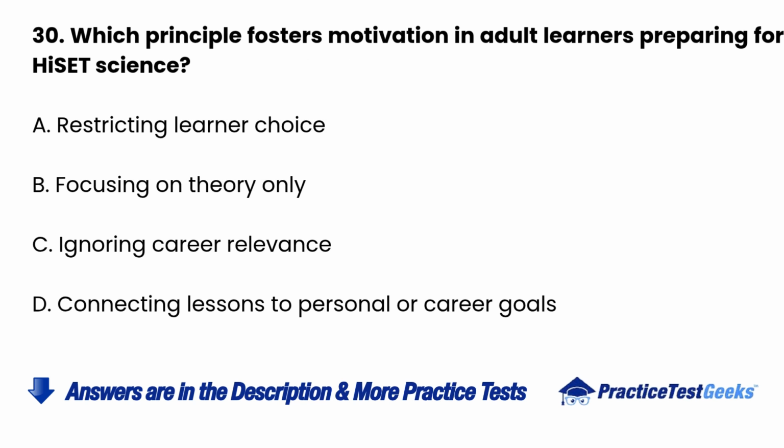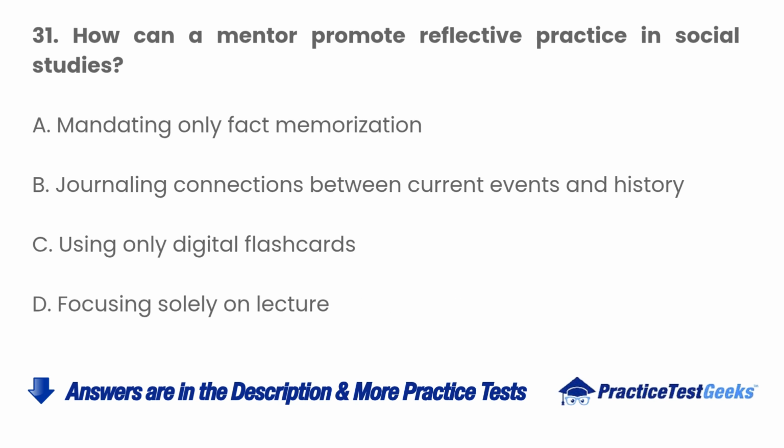30. Which principle fosters motivation in adult learners preparing for HiSET science? A. Restricting learner choice. B. Focusing on theory only. C. Ignoring career relevance. D. Connecting lessons to personal or career goals.